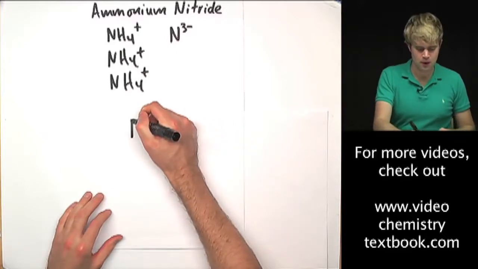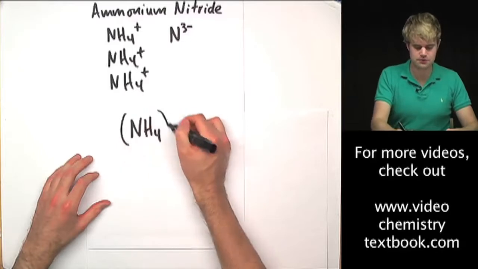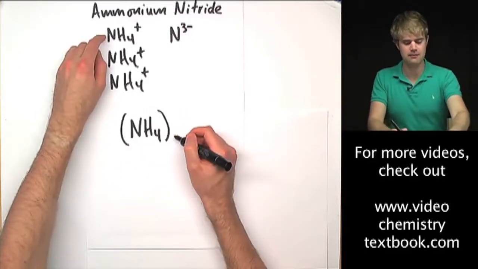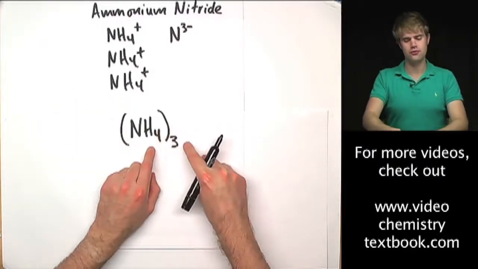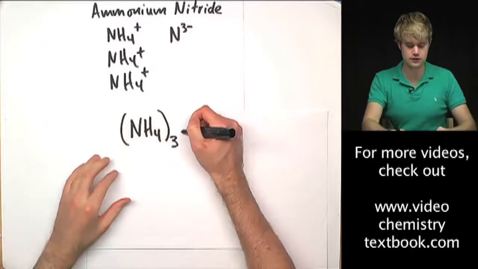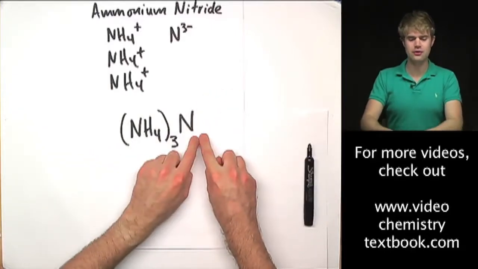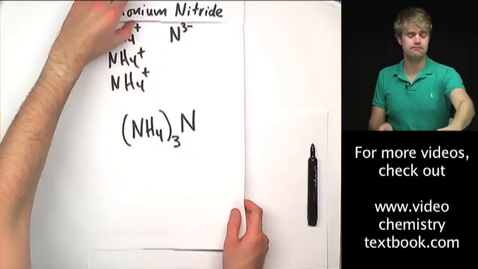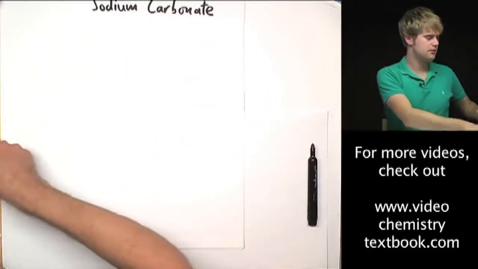Okay? When I need more than one polyatomic ion, I surround it with parentheses, and then I write the number afterwards, 1, 2, 3. That's how I show that I want 3 of the ammoniums, and then I only want 1 nitride because it has a charge of 3-. And so I can just write it like that without anything after it, and that means that I have 1 of them.